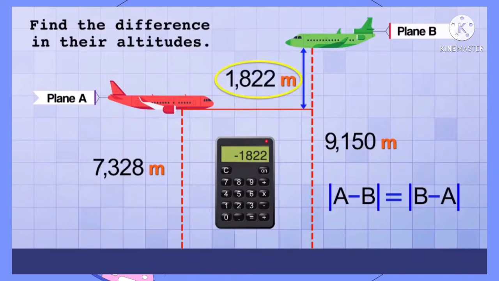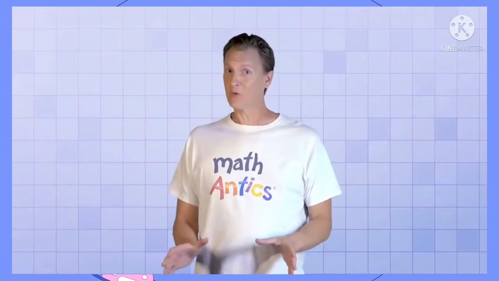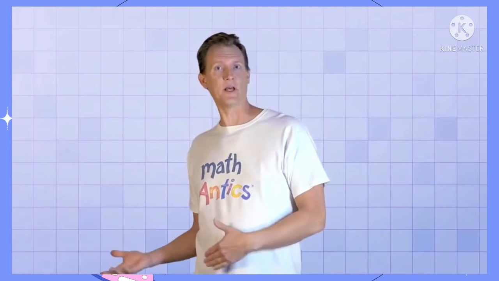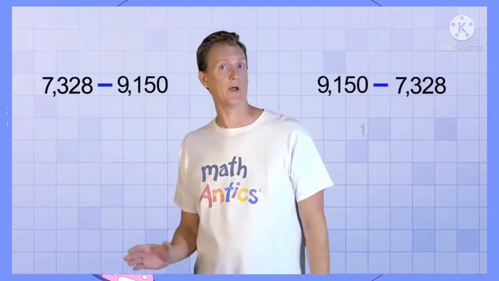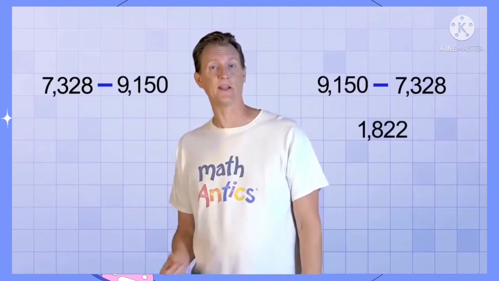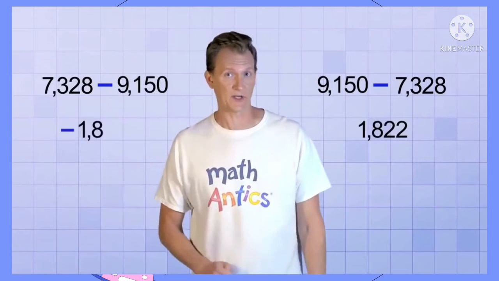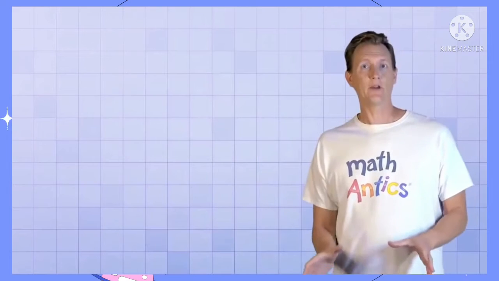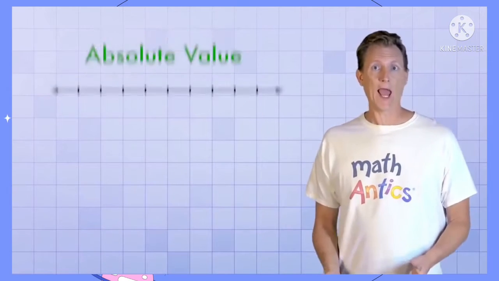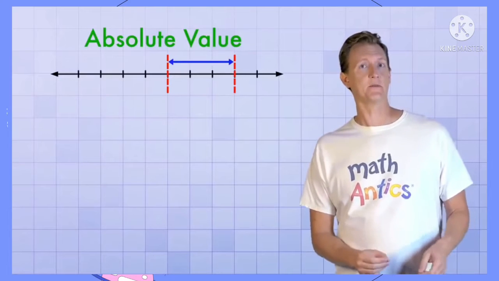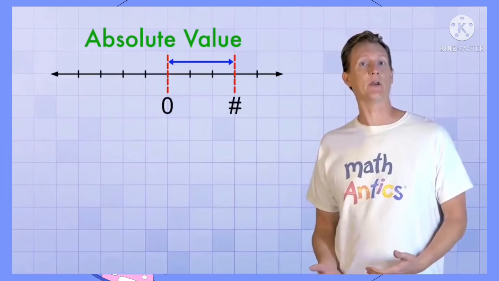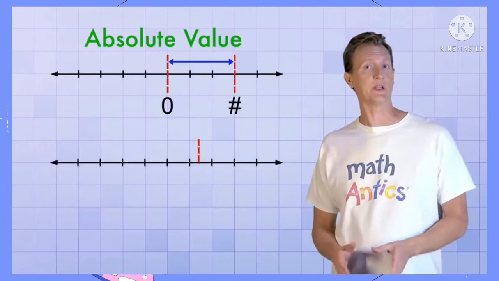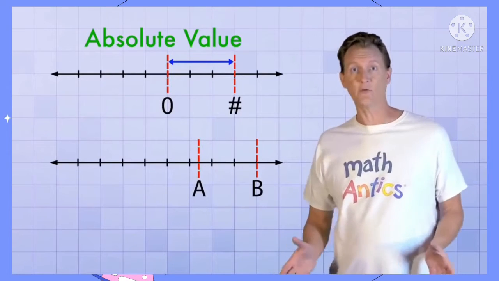If you're not quite convinced of that, try the problem for yourself, subtracting both ways, and see what answers you get. In one case, you'll get 1,822, and in the other, you'll get negative 1,822. So now you know that in its most basic form, absolute value is just the distance between a number and zero on the number line. And you've also seen how it can be helpful when you want to find the difference between two different numbers, regardless of which is greater.